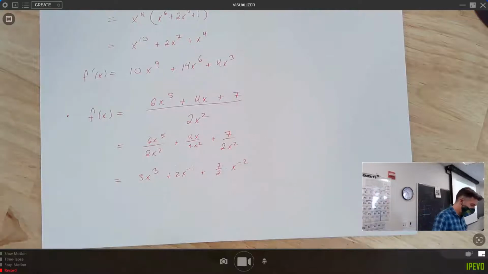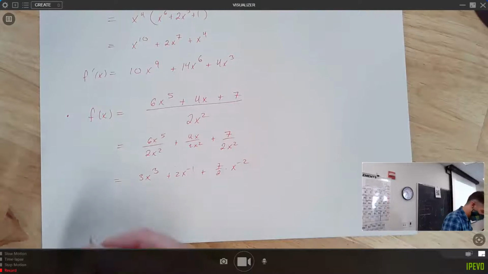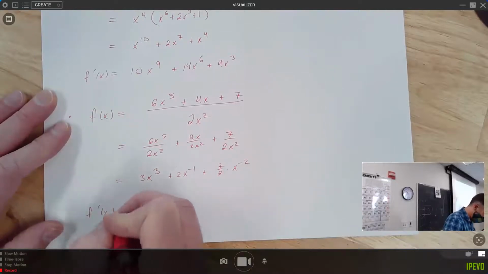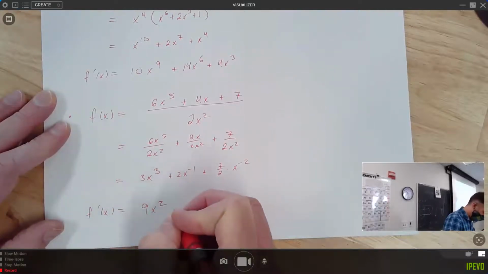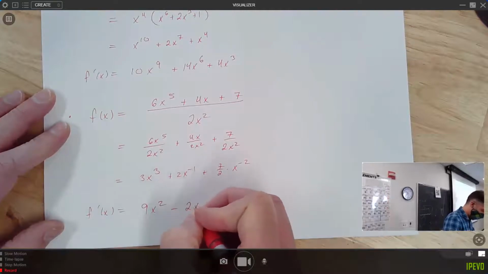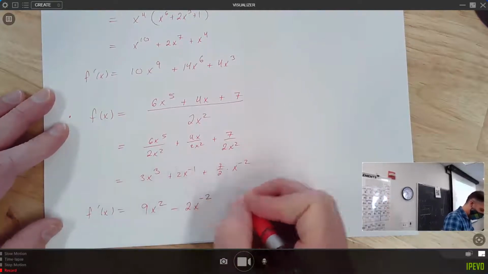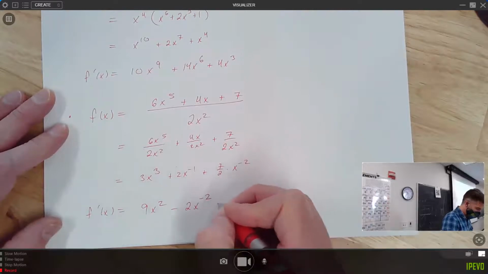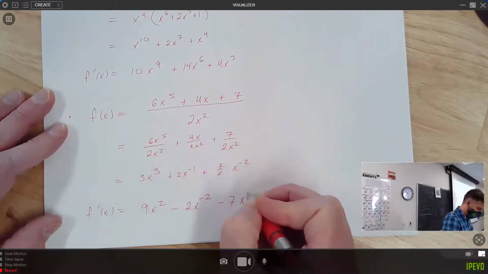So now we can take the derivative, right? Don't forget to take the derivative. You did all the simplifying. We still need to differentiate the thing. So my derivative is going to be 9x squared minus 2x to the negative 2nd. And then the minus 2 times 7/2 is going to give me a minus 7 times x to the minus 3rd.